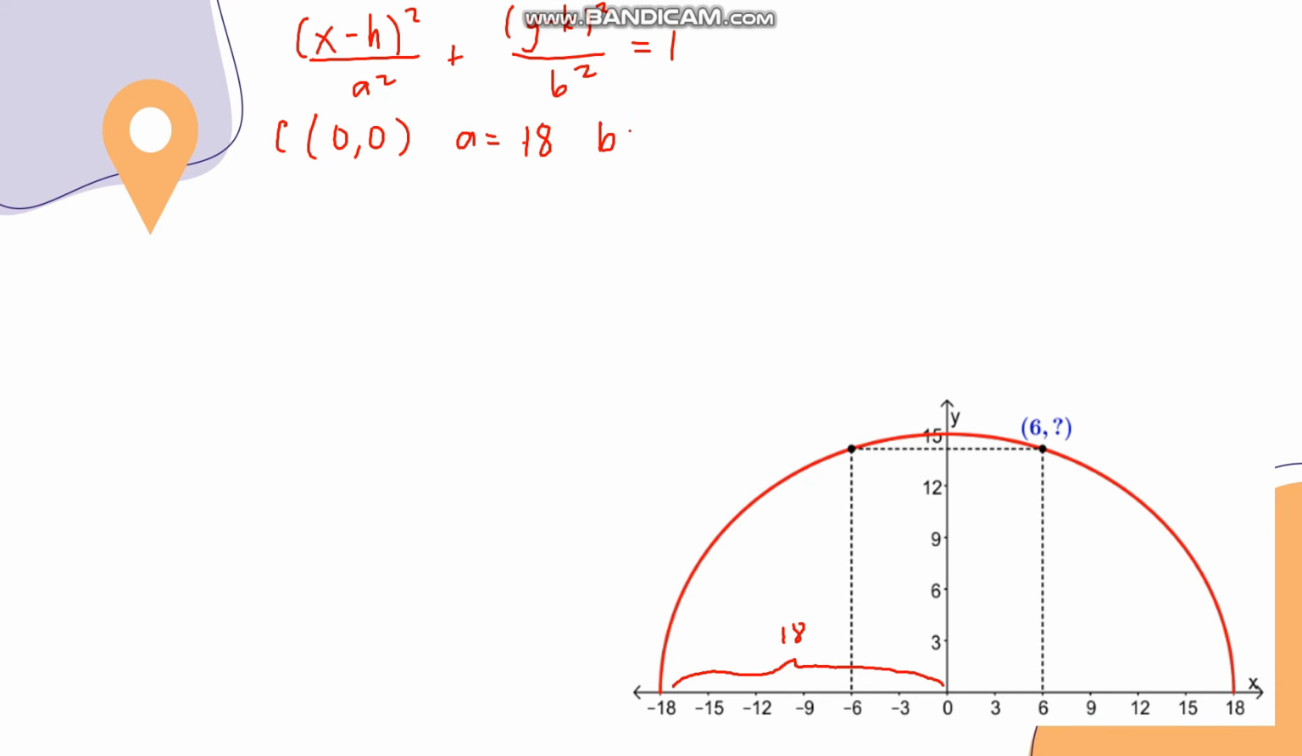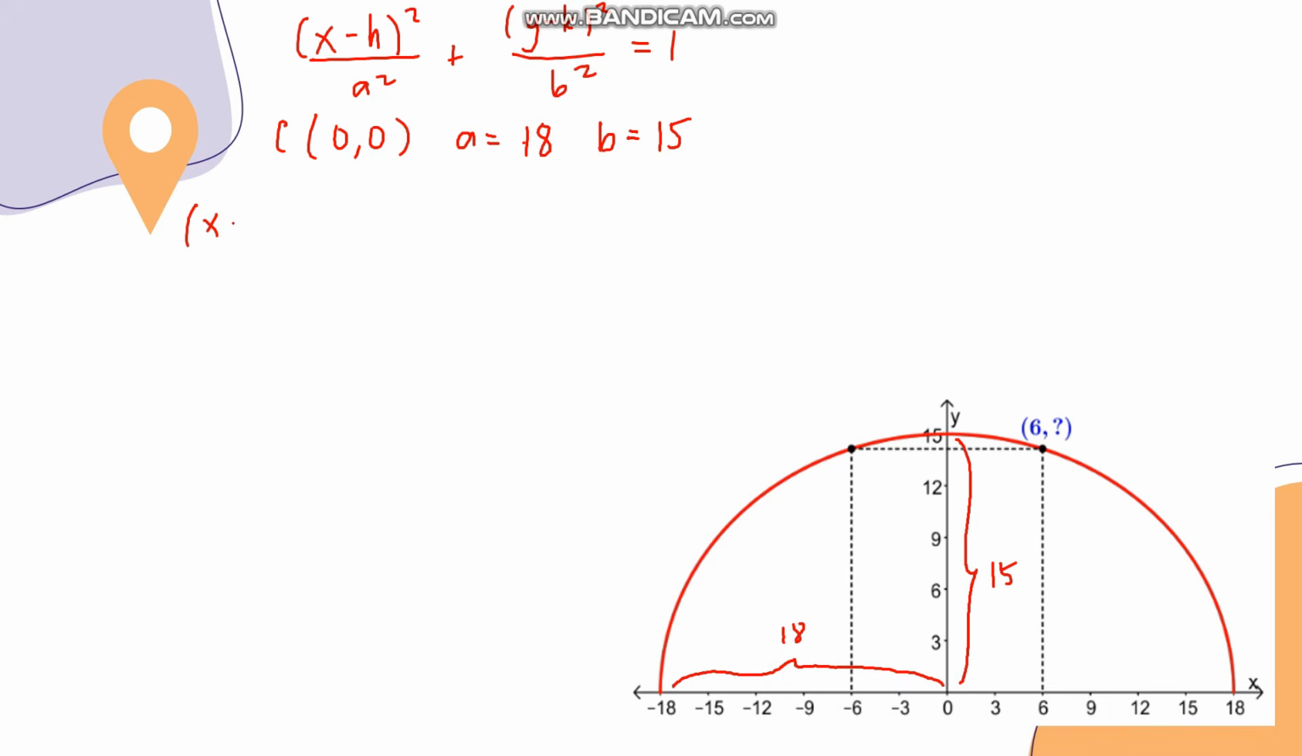For b, we know that it is for the minor axis, and the minor axis is vertical. This segment right here is half of our minor axis, and this one is 15. So b is 15. Using these values, let's substitute into our formula so that we can get the equation that represents the ellipse.